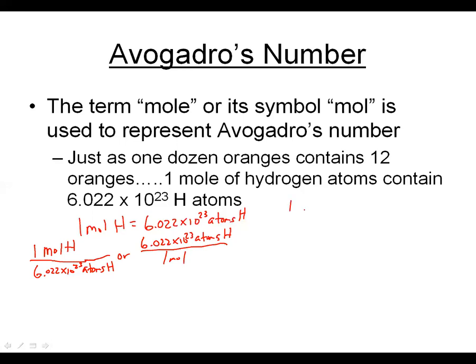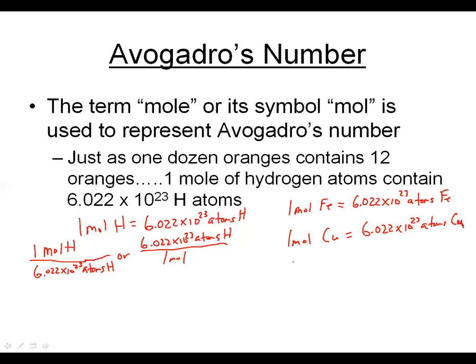If I had 1 mole of iron, it would also contain 6.022 times 10 to the 23 atoms of iron. You also, again, could write the same 2 conversion factors. 1 mole of copper would also contain 6.022 times 10 to the 23 atoms of copper. And again, you could write 2 conversion factors for that. One being 1 mole of copper over 6.022 times 10 to the 23 atoms of copper, or the opposite, 6.022 times 10 to the 23 atoms of copper over 1 mole.